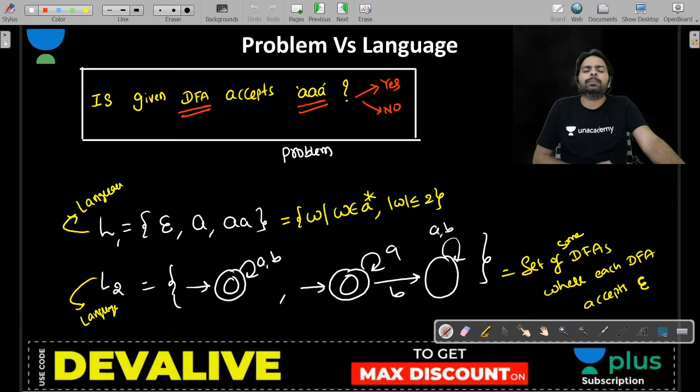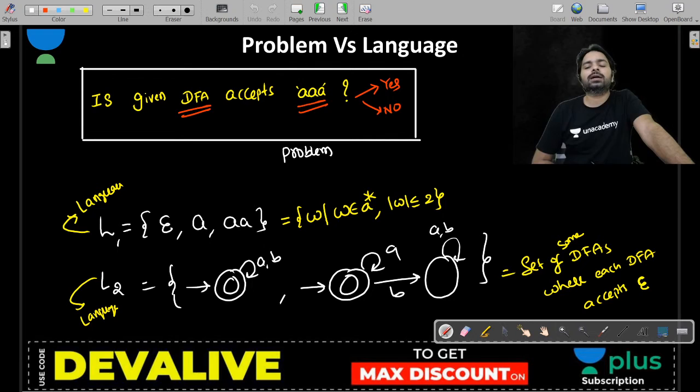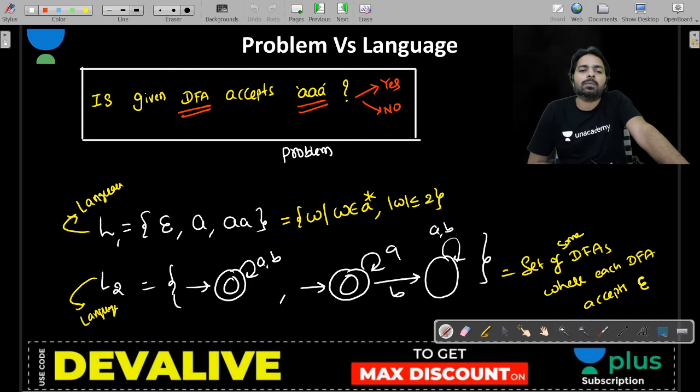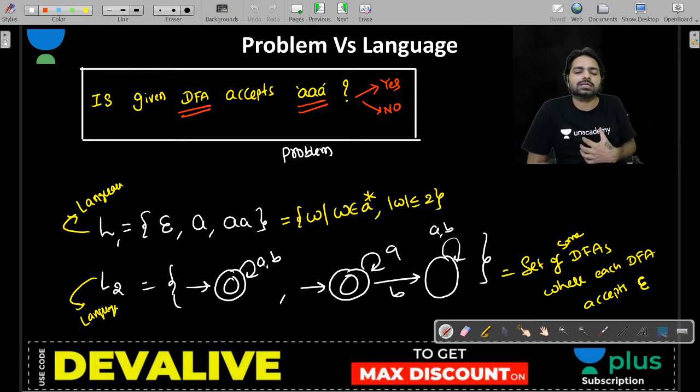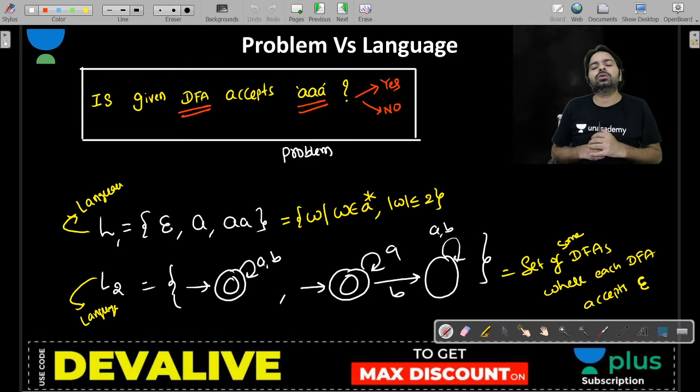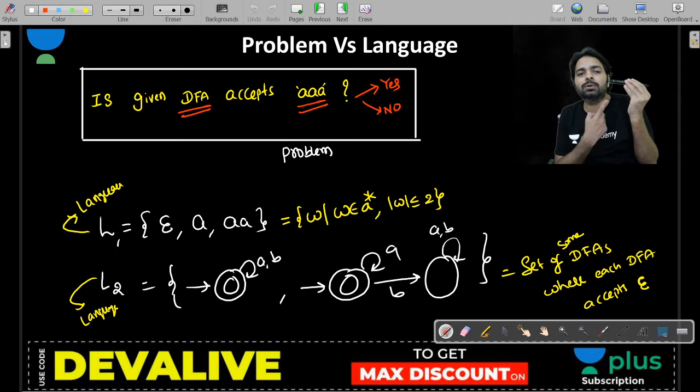So most of the people believe every language is also a problem, no doubt. But as per our understanding now, a problem always has a question mark. Something is given to you, and we need to decide whether we can say yes or no. If this machine accepts AAA, you are able to say yes. If it is not able to accept, you are able to say no.